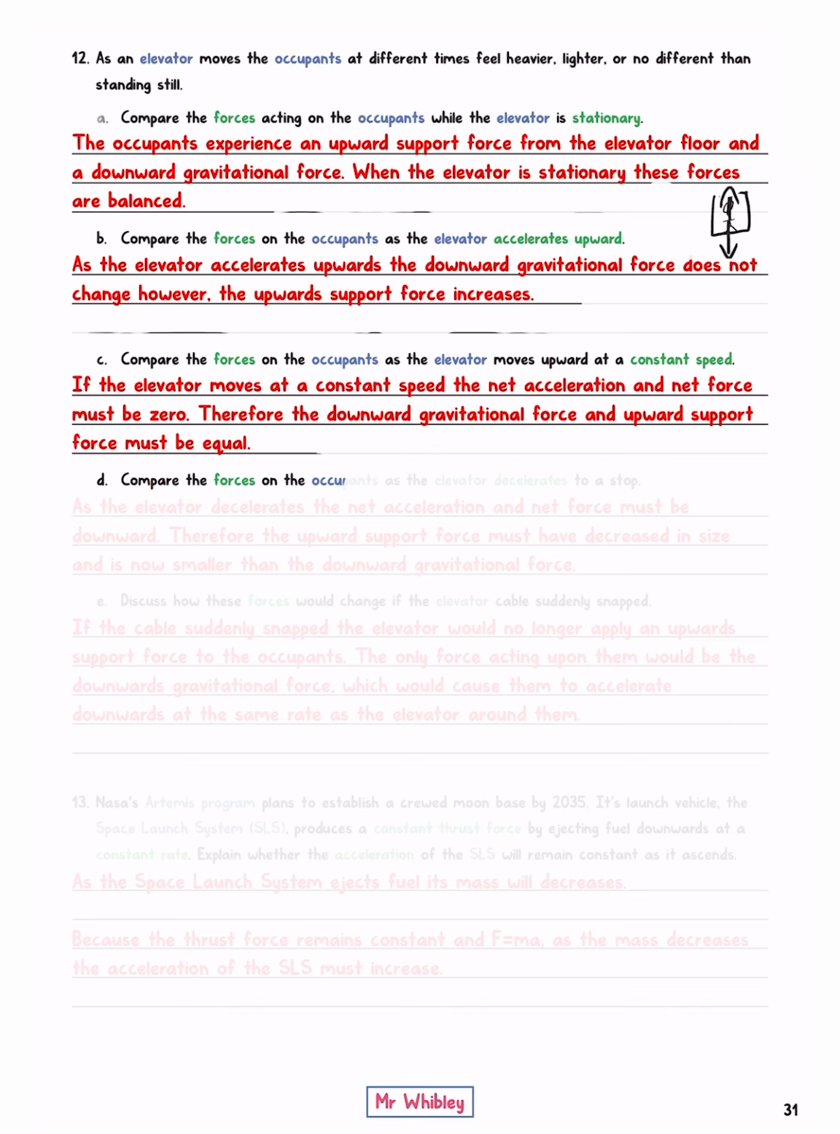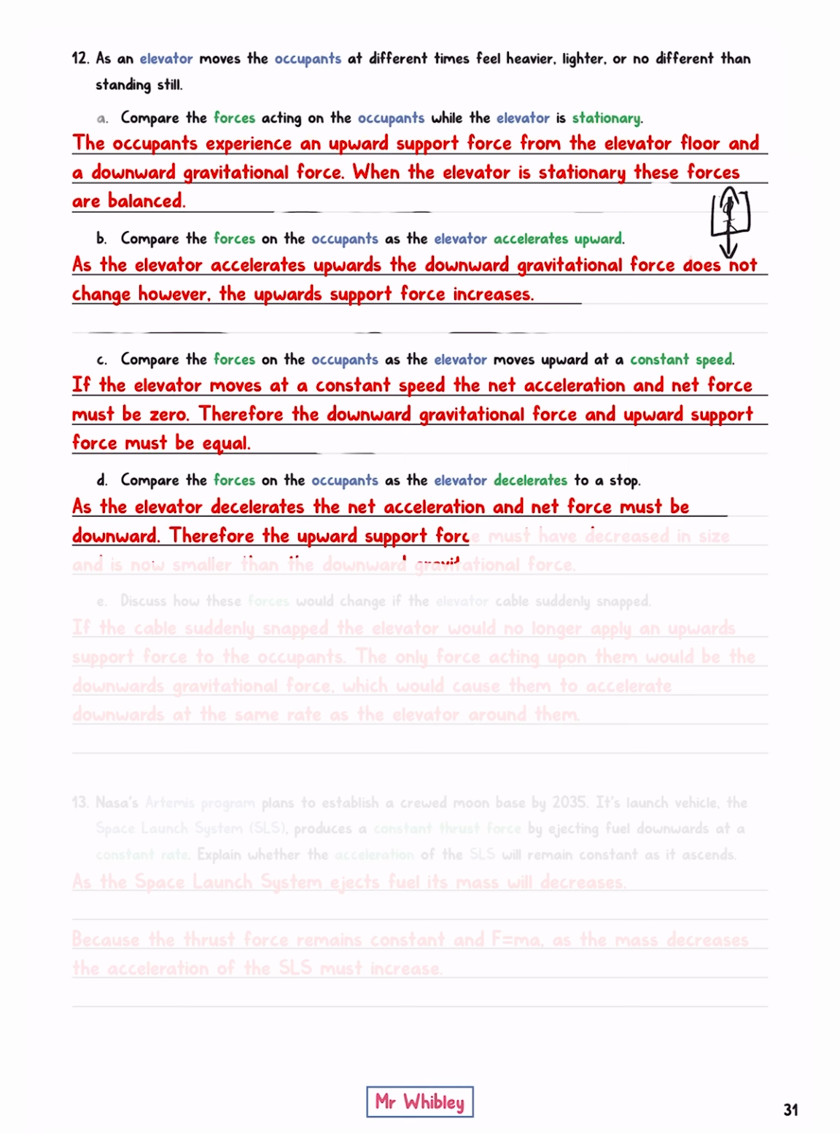Compare the forces on the occupants as the elevator decelerates to a stop. As the elevator decelerates, the net acceleration and net force must be downward. Therefore, the upward support force must have decreased in size and is now smaller than the downward gravitational force, meaning that our support force is smaller than it was before, such that our gravitational force is larger, meaning that we have a net force downwards, and because the net force is in the opposite direction to our elevator's velocity, the elevator must be decreasing in speed, or in other words, decelerating.